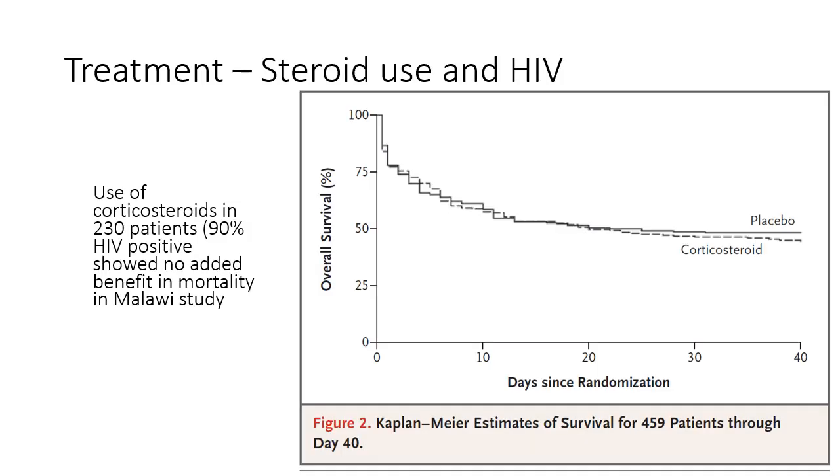However, there is another subgroup or cohort to consider, especially in the setting that you'll be working in here in Zambia, and that is the use of steroids in HIV positive patients with meningitis. The study that we have an excerpt from here shows that the use of corticosteroids in 230 patients, 90% of which were HIV positive, showed no added benefit in mortality. And this was a study done in Malawi.